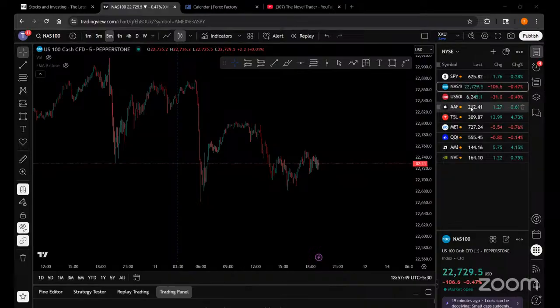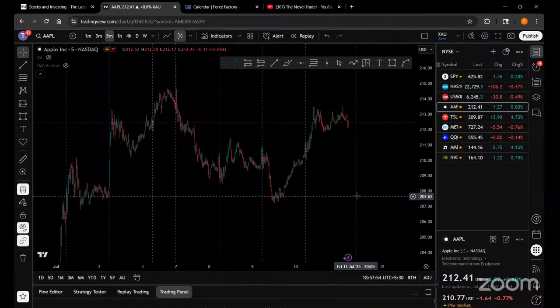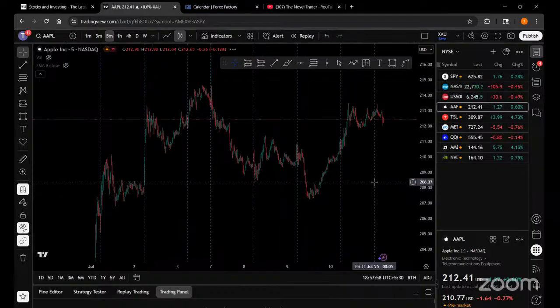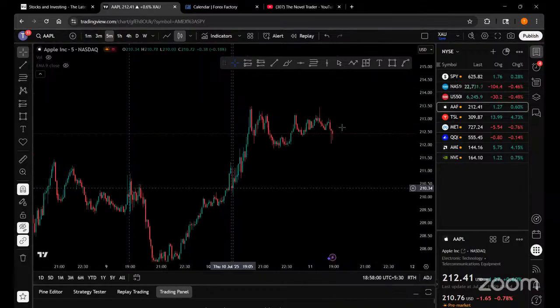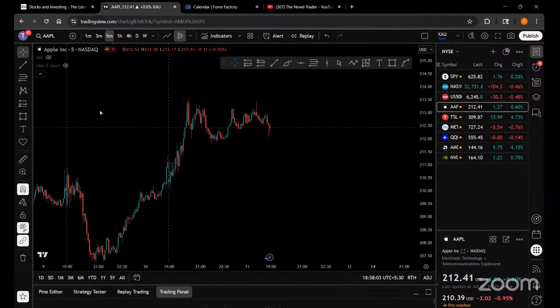Coming to Apple, you can see that there was good volatility. As I told you, yesterday when we saw the news, there was a mention of Apple, because of which we found a huge volatility in Apple yesterday itself. Today you can see that the price has consolidated a little bit, and now you should be waiting for the breakout of this consolidation zone.